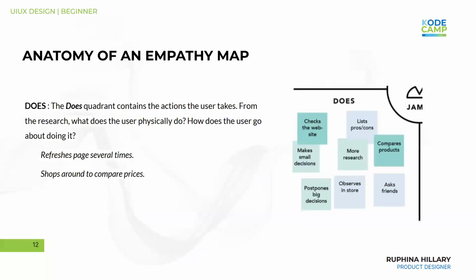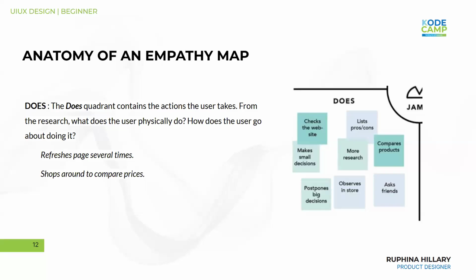First quadrant contains the actions the user takes. So from the research, what does the user physically do? How does the user go about doing it? Because sometimes, as designers, we think people use things the way we design them, but that's only most of the time. Sometimes there are things that seem very obvious to me, but people have issues doing them. And I'll be wondering, what's wrong? So in this Does quadrant, we are looking at the actions a specific user takes.